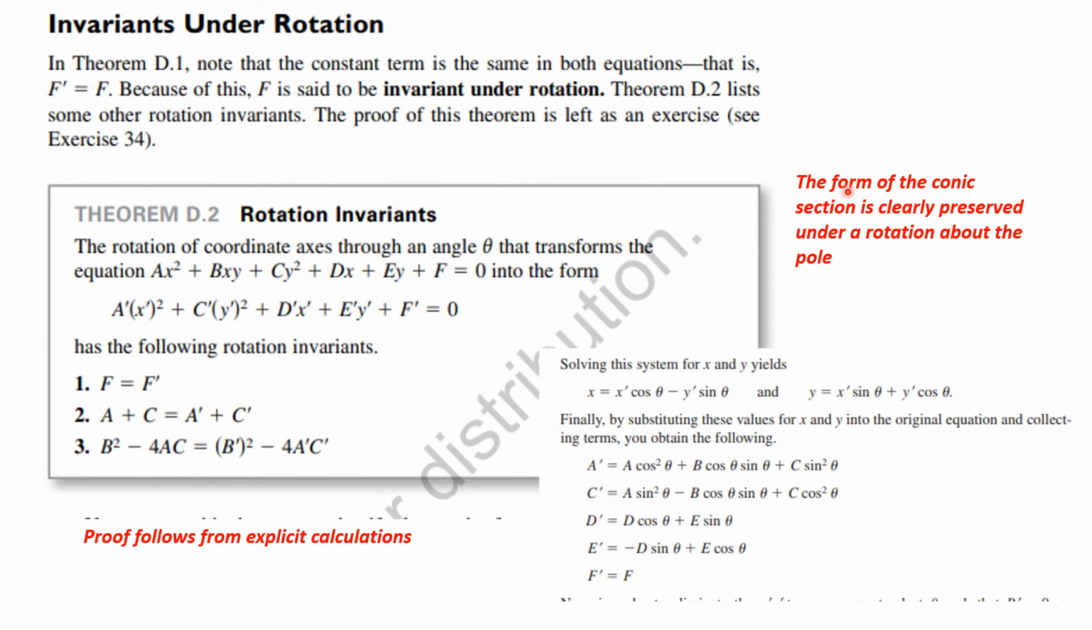Okay, as we said before, the form of the conic section is clearly preserved under rotation about a pole. And there are other things that are preserved, and if we look at this set of equations, the proof of this follows from explicit calculation. You can just look here.